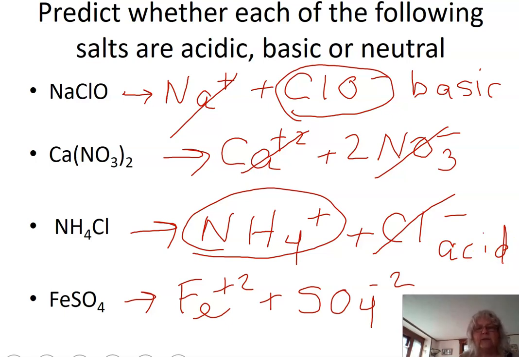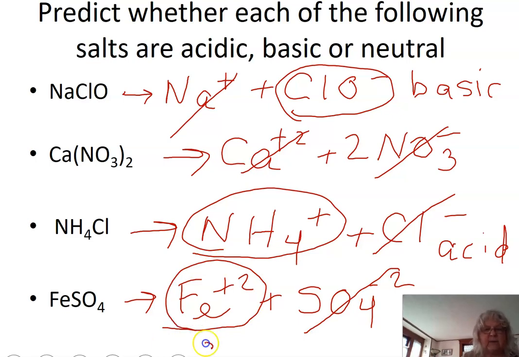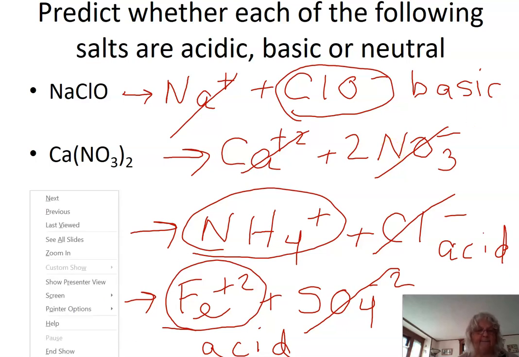And in the last one, the sulfate is from a strong acid. This is a metal cation. It will hydrolyze, and it will be acidic. So one of the things you can notice is that the negative ions are going to make a solution acidic if they hydrolyze, and the positive ions are going to make the solution acidic if they hydrolyze. I'm sorry, the negative ions make it basic. I think I said that wrong.